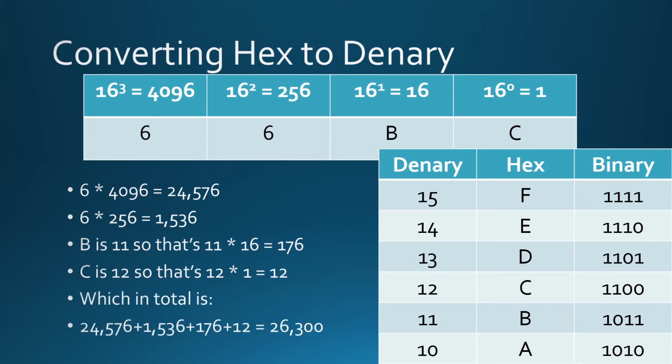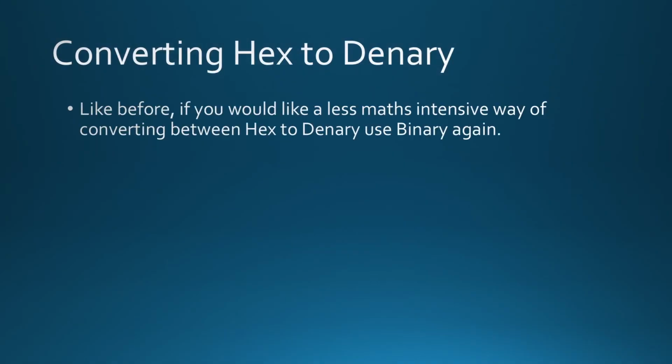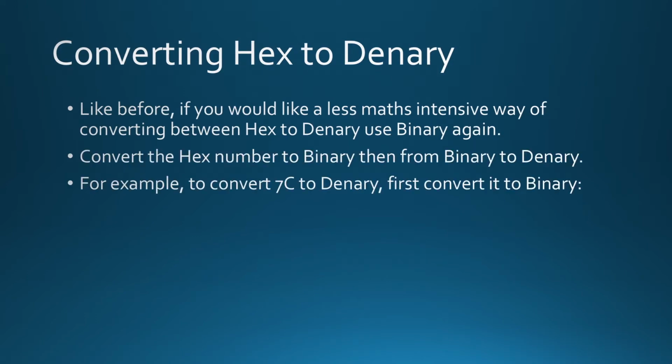So you see what I mean here when you've got to have good mental maths for this one. But me, I think that's a stretch too far. That's going to slow you down quite a lot. So use the method where you go from hex to binary, from binary to denary. That's going to be a less maths intensive way. So let's look at an example here of 7C.